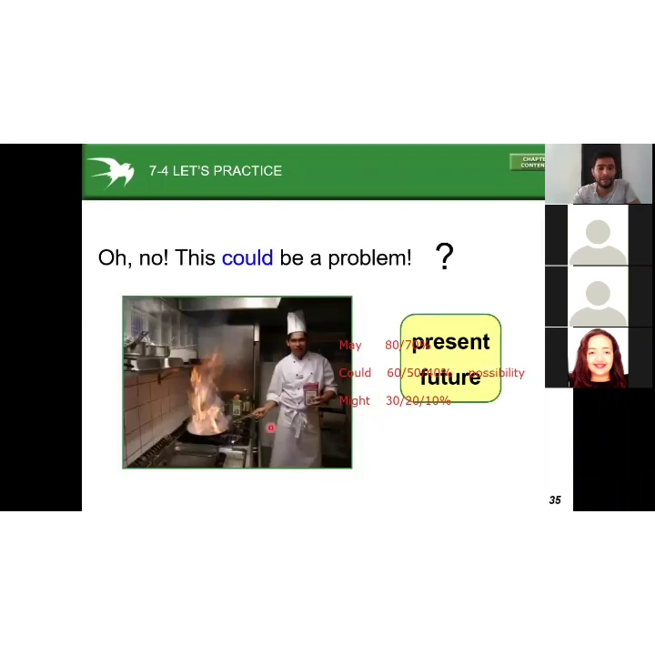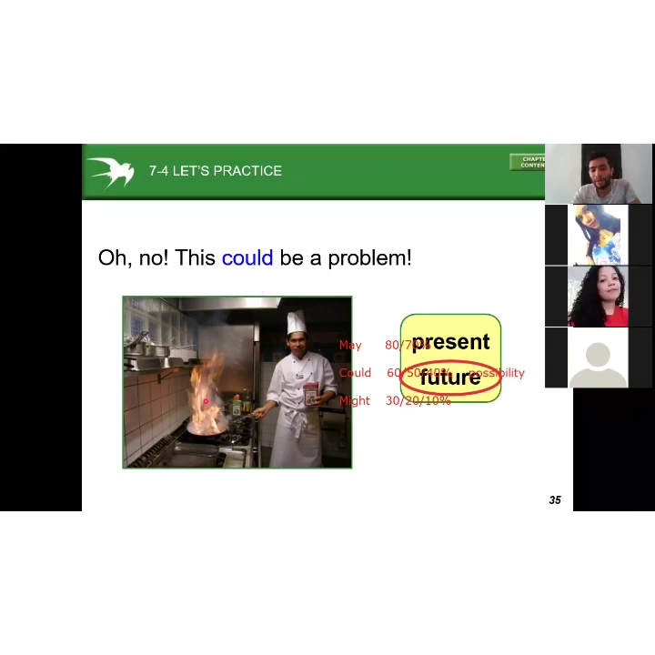Now, how about this, man? Take a look. He's a chef. He seems to be very skillful at it, right? But take a look at Span. He's on fire. So, oh no, this could be a problem. Present. Why? Because the problem is not showing right now. Is the problem showing now? He seems to be controlling the fire because he is a good chef, right?